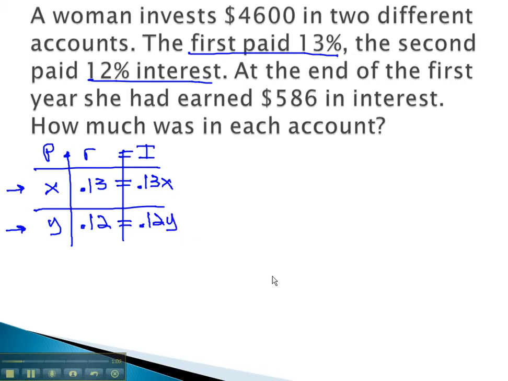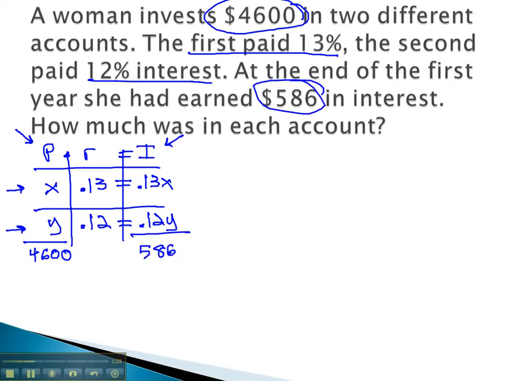Let's look at what totals we're given. We must be careful here as the totals are both in dollars. We need to decide, is the total the principal, or starting investment, or is it the interest, or the amount earned in the account? $4,600 is the amount invested. That's our principal. The 586 is what she earned in interest.